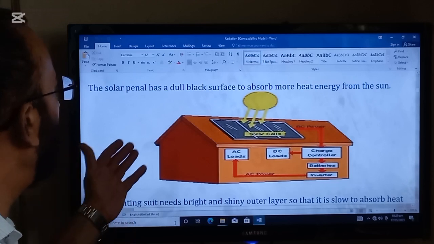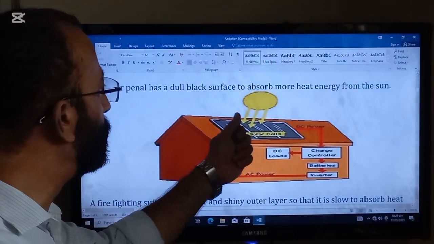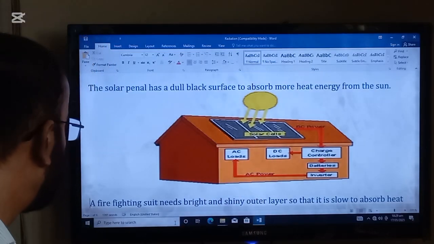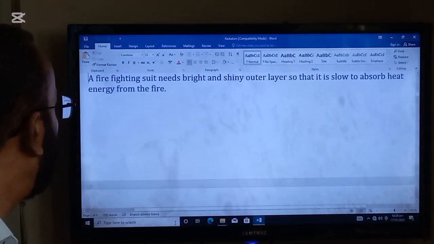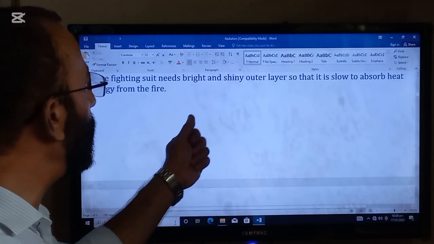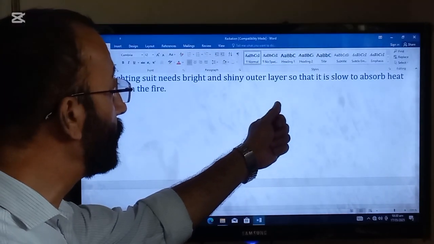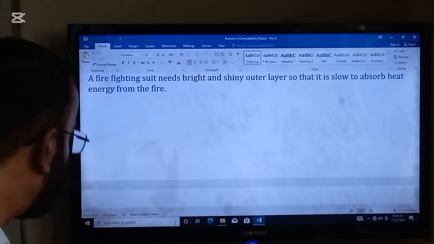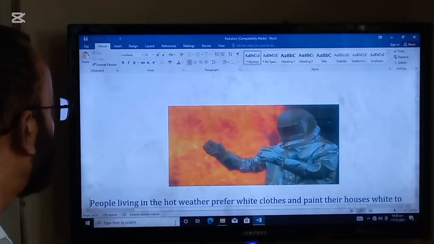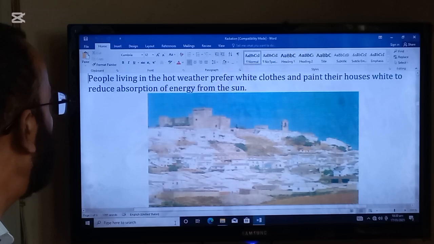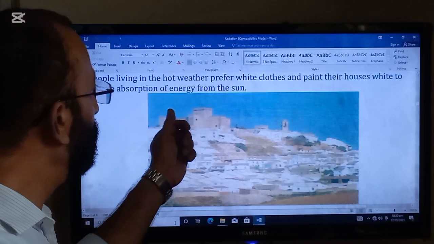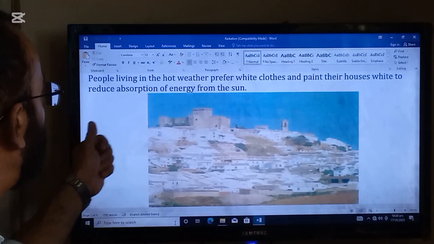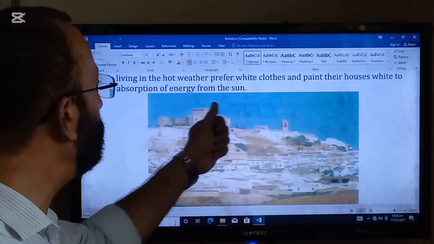The solar panel has a dull black surface to absorb more heat energy from the sun. A firefighting suit needs a bright and shiny outer layer so that it is slow to absorb heat energy from the fire. People living in hot weather prefer white clothes and paint their houses white to reduce absorption of the heat energy from the sun.